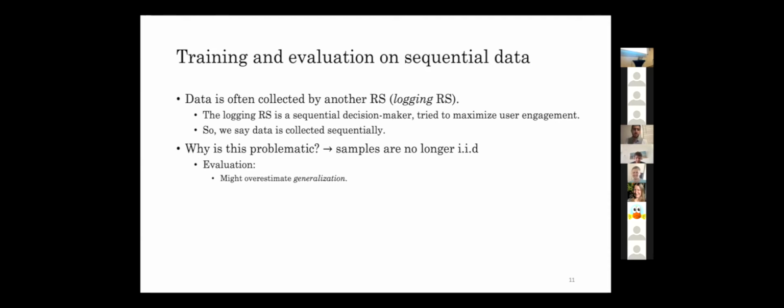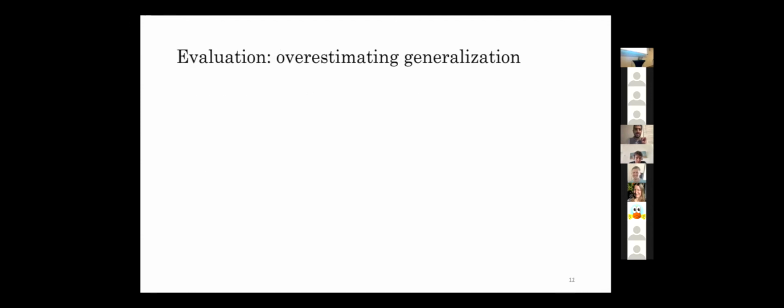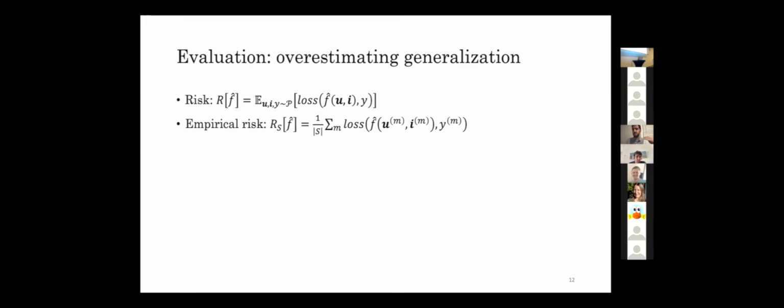The first conjecture is that maybe these samples being non-independent leads to overestimating generalization. But what does generalization mean here? Maybe I have to open a parenthesis here and define it. To define generalization, I have to define the risk of a classifier, or here in the context of a recommender system, the risk of this F hat is the expected loss of the predictions, given that my users, items, and responses are drawn from a fixed distribution. We usually don't have access to that distribution. That's why we use the empirical risk.